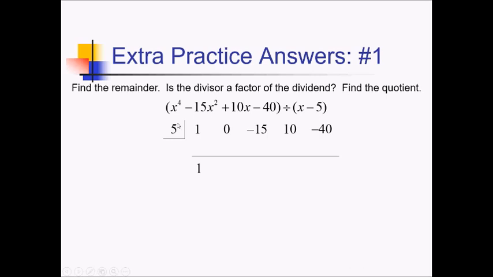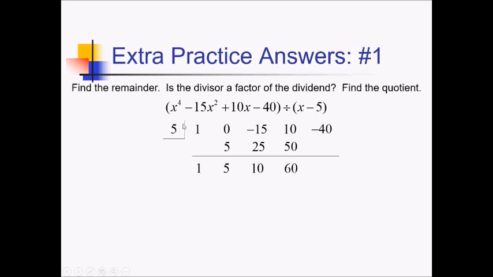So I'm multiplying my box number by all these bottom row numbers. 5 times 1 gives me 5, and I put that in the second row. Now we add the top two rows. So 0 plus 5 is 5, and now we just repeat the process. 5 times 5 is 25. Negative 15 plus 25 is 10. 5 times 10 is 50. 10 plus 50 is 60.